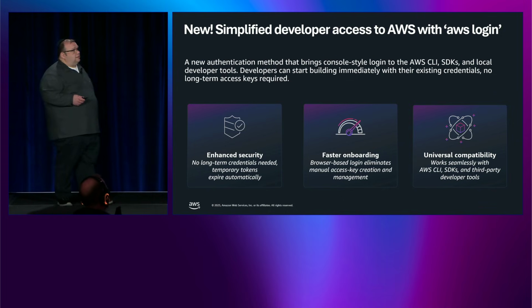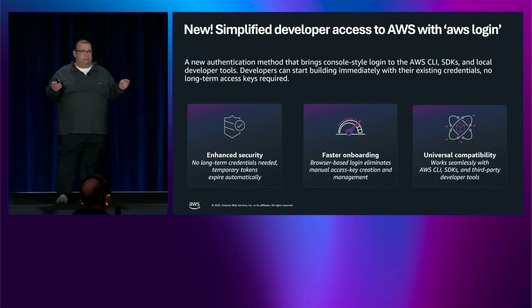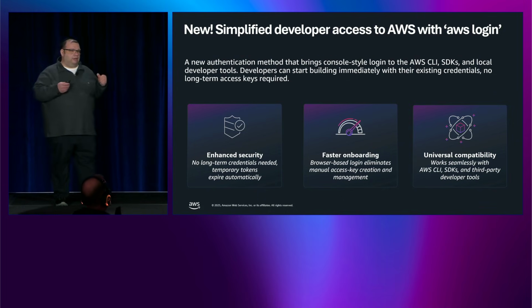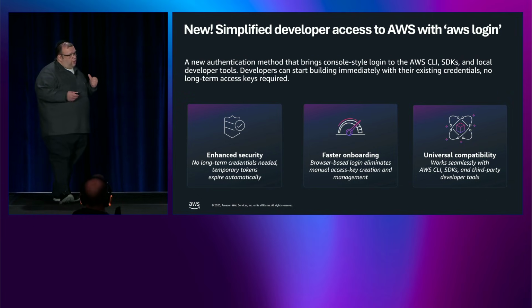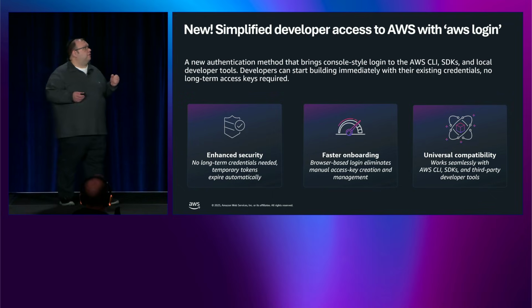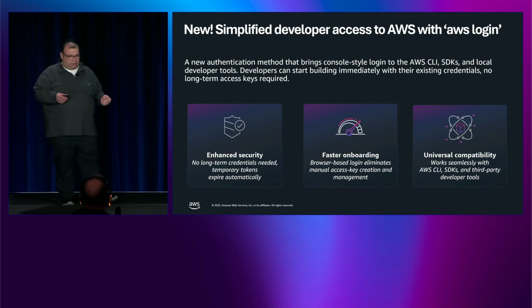The next one, related to the theme of removing long-term credentials, is that we wanted to give you a simple way to have credentials for your CLI and for your SDK. This we also launched right before re:Invent. It's the new simplified developer access with AWS login. It's a new authentication method. It brings you a console-style login. It's a web-based flow. You open up your CLI, type in aws login, and it opens up your console.